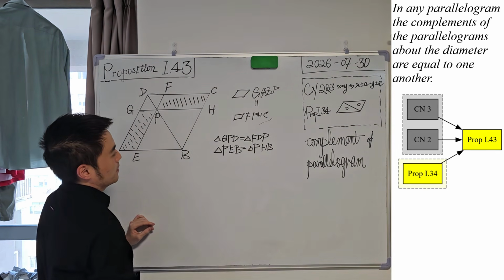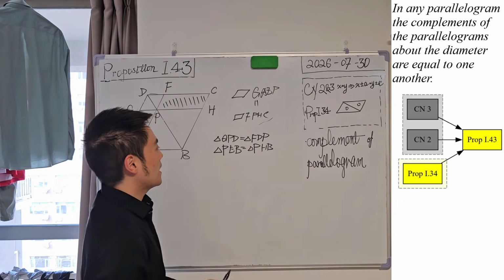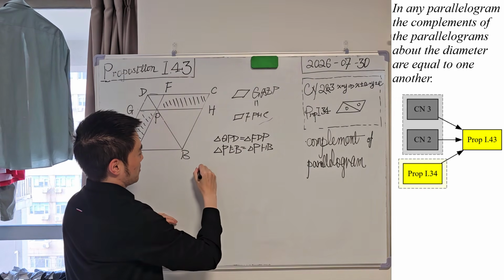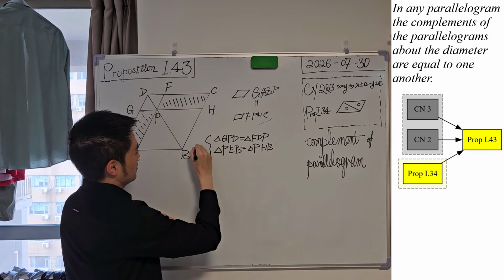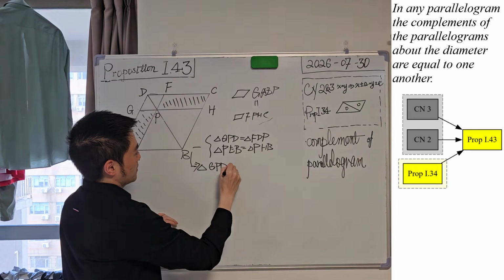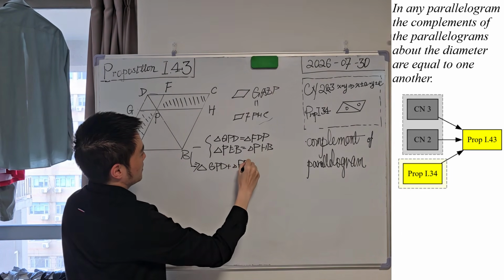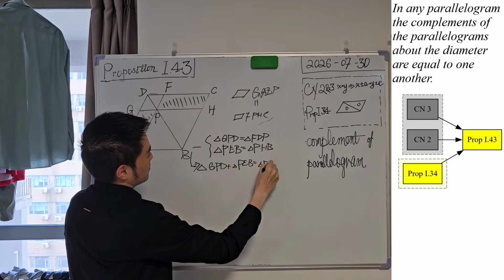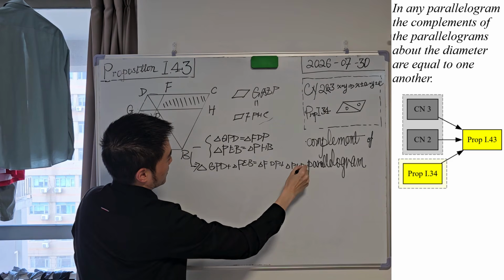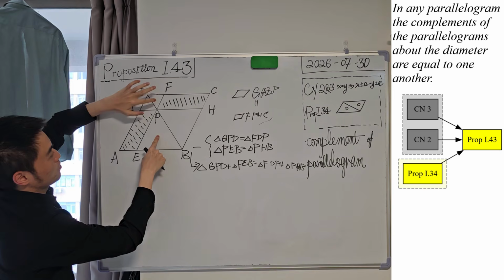And if we combine them together and apply proposition 2, we add equal things to both sides of this equality, and the results are also equal. So we have GPD plus PEB equal to FDP plus PHB, right? So this plus this equals this plus this.